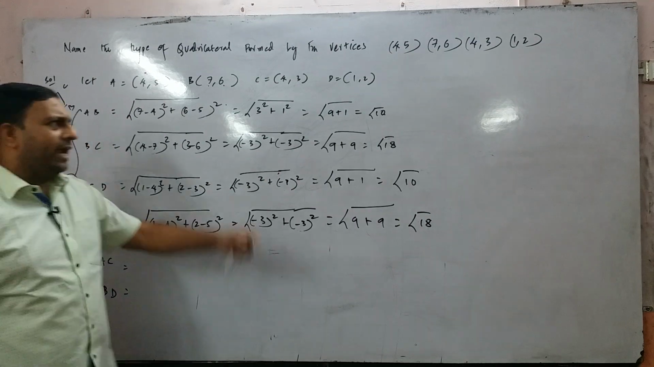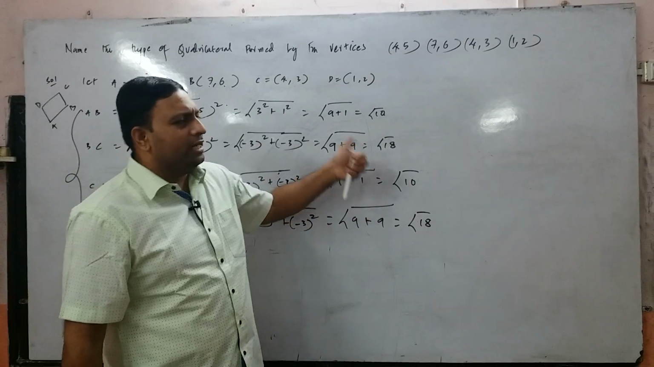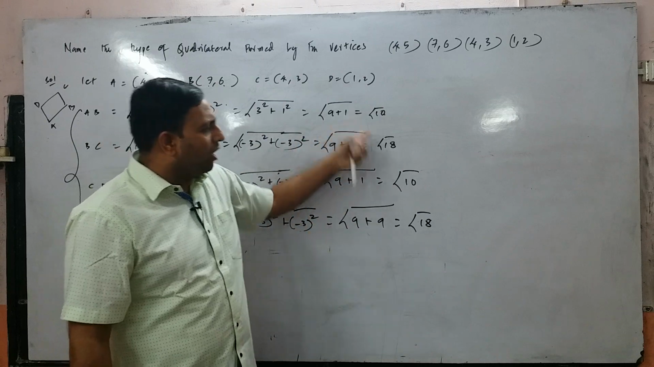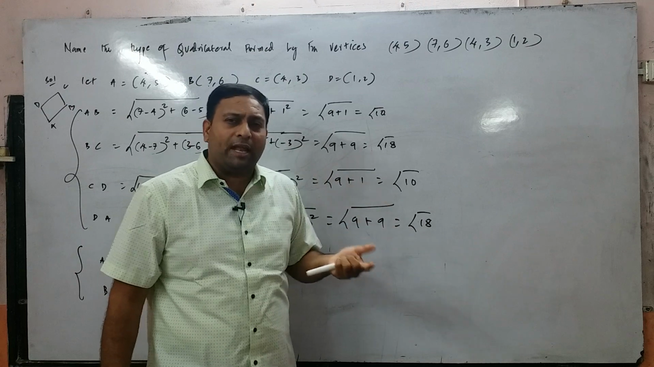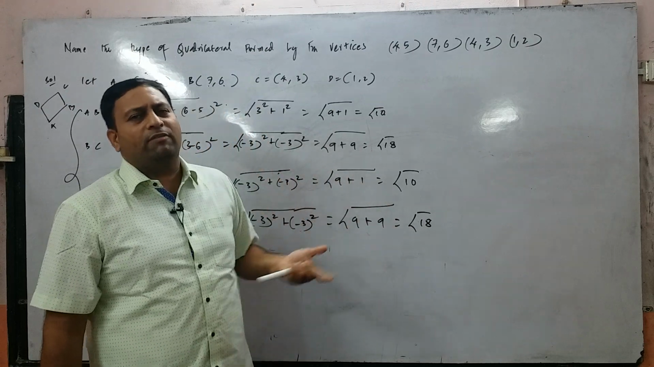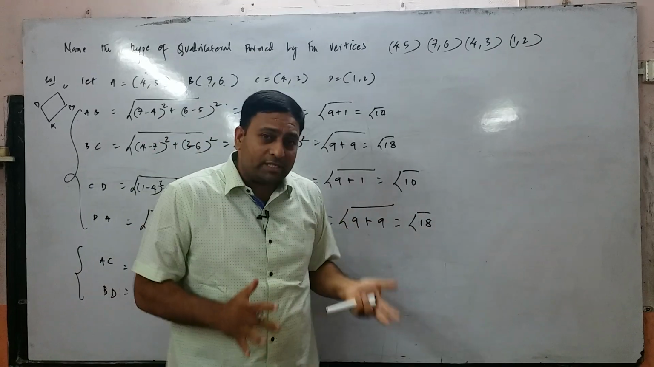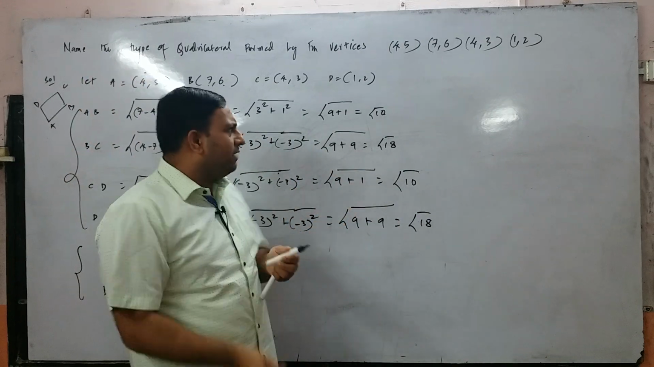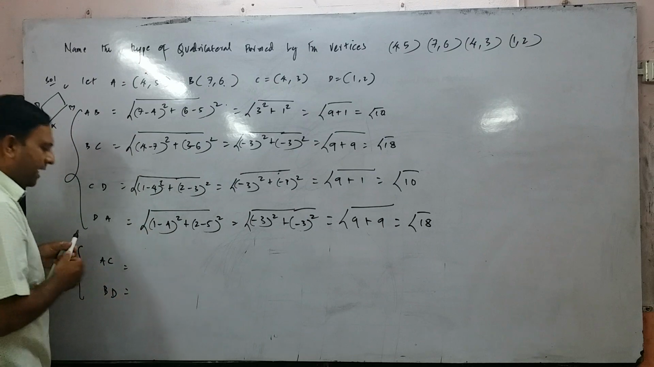By looking at the sides, it is very clear it is neither a rhombus nor a square, because all sides are not equal. Only opposite pairs are equal. So the given figure can be a parallelogram or a rectangle. Now we have to decide whether it is a parallelogram or a rectangle. For that we are going to go for the diagonals AC and BD.